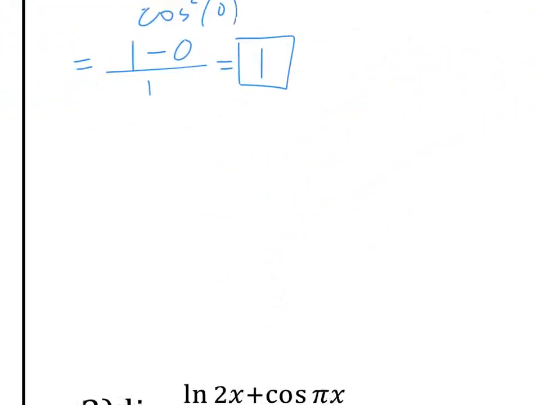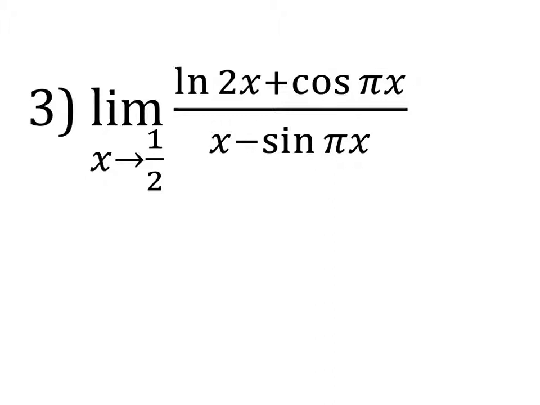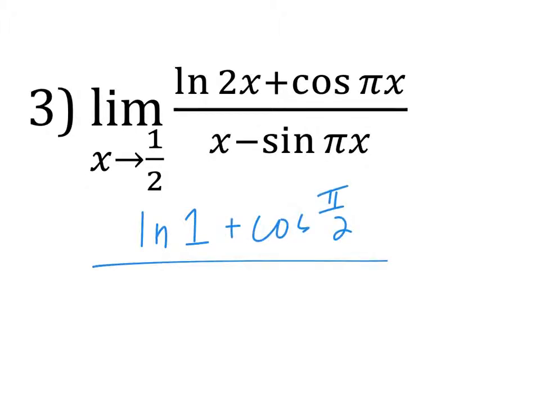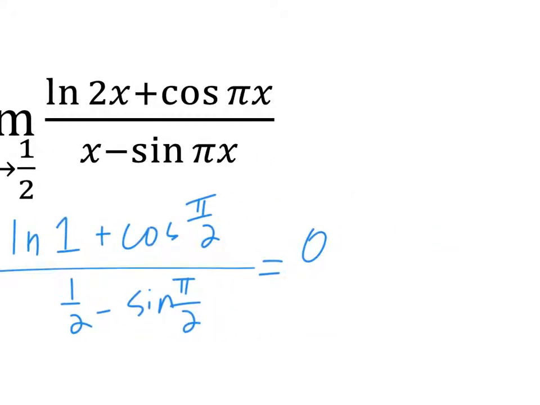Okay, so number 3, you're going to plug in 1/2. You're going to get natural log of 2 times 1/2, so that's 1, plus cosine of pi over 2, over 1/2 minus sine of pi over 2. Okay, natural log of 1 is 0. Cosine of pi over 2 is 0. I'm sorry, why did I write 1? Plus 0 over, sine of pi over 2 is 1, so that's a negative 1/2. So the answer is 0.